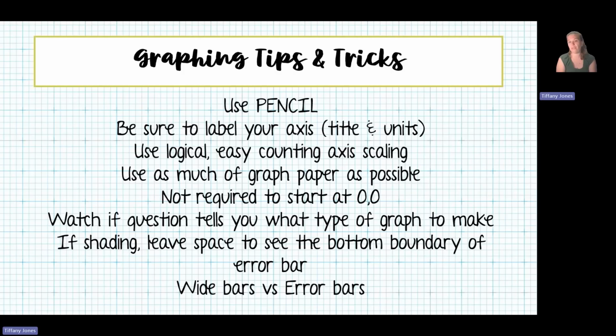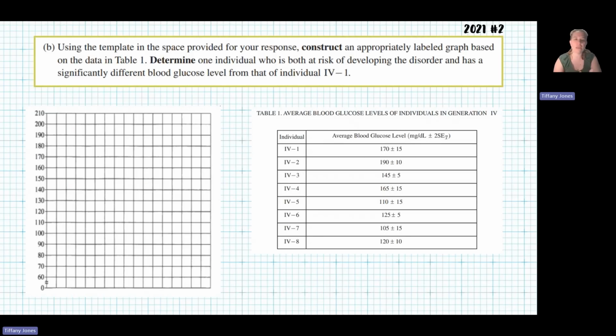Watch if the question tells you the type of graph. There have been some questions in the past that have told you make a bar graph, make a line graph, and students don't see that part and then they make the wrong graph. If you're doing a bar graph and you have your error bars, make sure you don't cover up the bottom of that error bar. And of course, make sure your bars are wide enough that they're easy to see. If you're doing a single square and you're just wiggled all over the place, it's hard to follow where those data points are going. So just make them kind of wide if possible, and then make sure your error bar is not as wide as your actual bar.